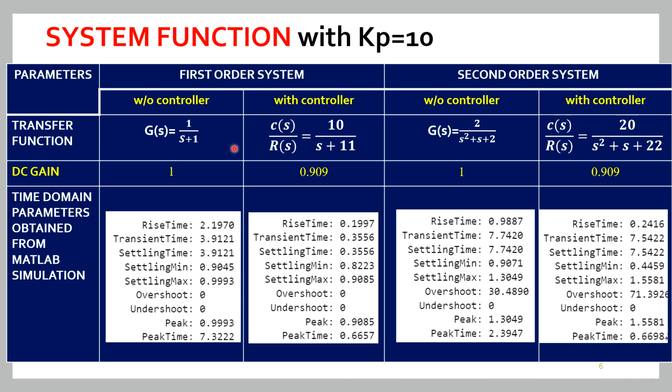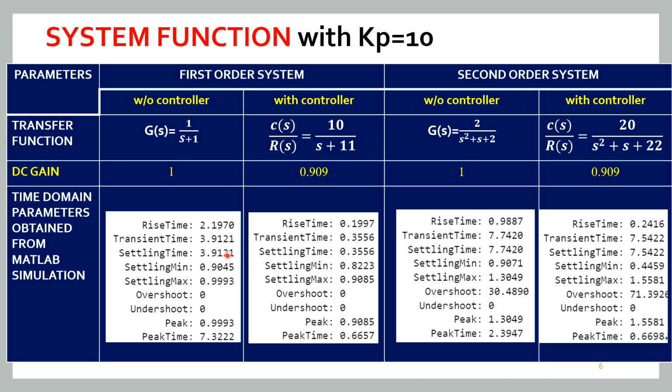Now substitute s equal to 0 and calculate the DC gain or steady state value for all the cases. The DC gain is 1 here without the controller. With the controller, the DC gain is reduced to 0.909. It means now I have a steady state error. My final value required is 1, but the P controller modification has decreased my final value, and hence we have a steady state error. I simulated these four transfer functions in MATLAB using the stepinfo command, and I got these time domain specification parameters.